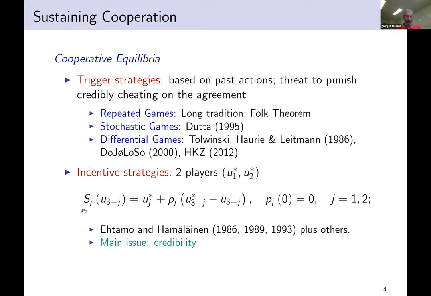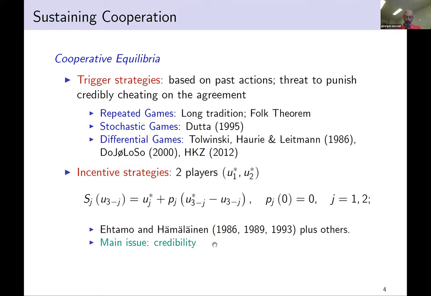So here, the idea is that the strategy of player J depends on the control exerted by the other player. What player J is saying is that, depending on the control done by the other player, I will implement my cooperative action plus this penalty term. Now, if the other guy is a gentleman, it means in this case that u minus J would be equal also to the cooperative control, and this term would be equal to zero. So the best response would be for player J to implement also the cooperative agreement. So here we are talking about incentive strategies and incentive equilibrium.